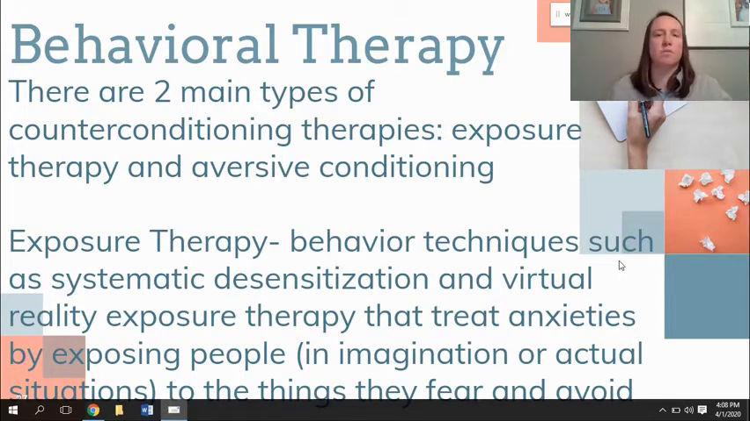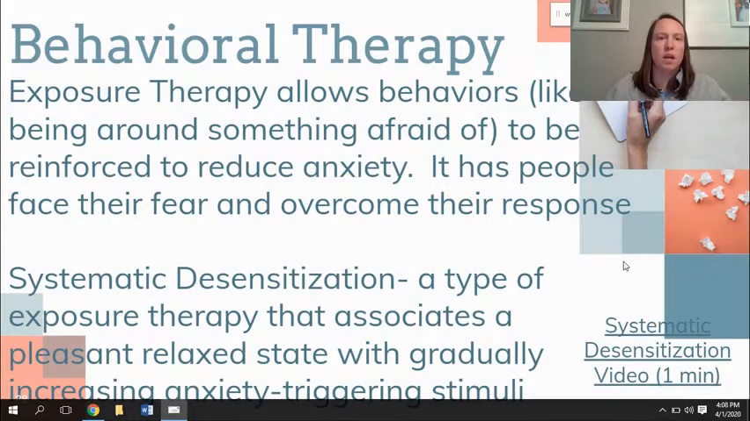All right, so you just expose them to it. So this allows behaviors like being around something you're afraid of to be reinforced to reduce anxiety. So if someone's super afraid, like you saw in the video with the psychological disorders with the phobia, like I was super afraid of dogs, you show them a picture of a dog and then you have a dog in the same room and then they get closer and then they finally touch the dog or whatever. But it has to be gradual. And that gradual is going to be the systematic desensitization that you're going to see as people basically face their fear head on and overcome their response.